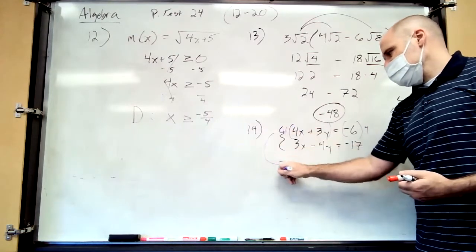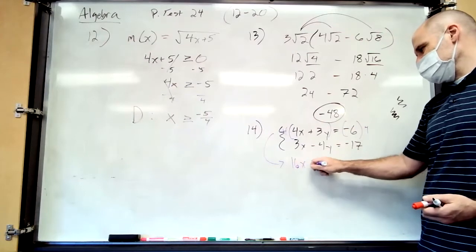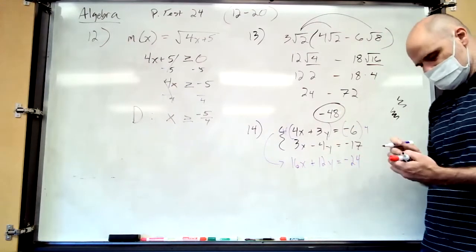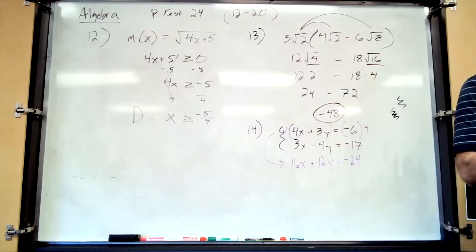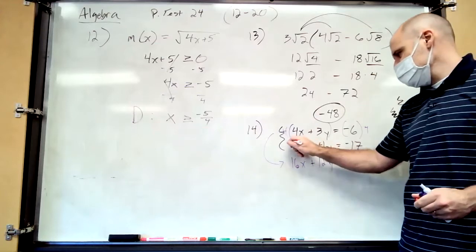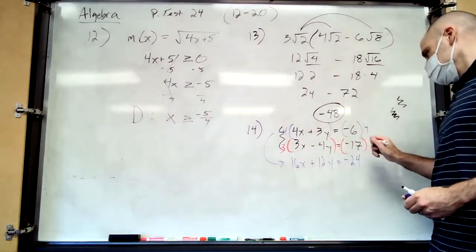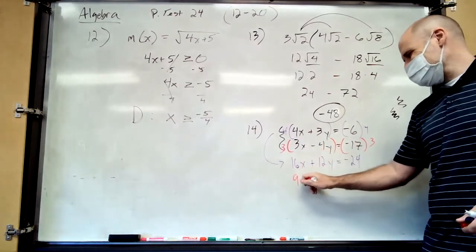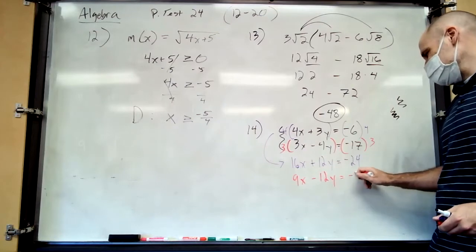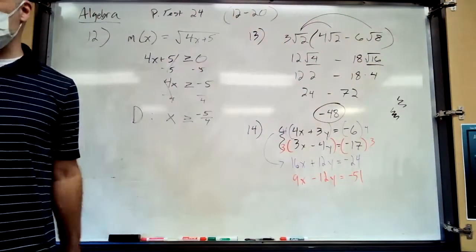So if I do that, I'm going to just rewrite it down here. So 16x plus 12y equals -24. So far, so good. And then Elkin said multiply the bottom one by 3. Okay, so I get 9x minus 12y equals -51. All right, do you see why we did that?